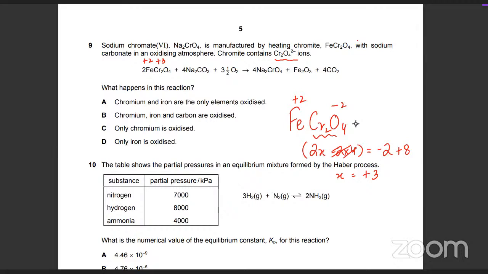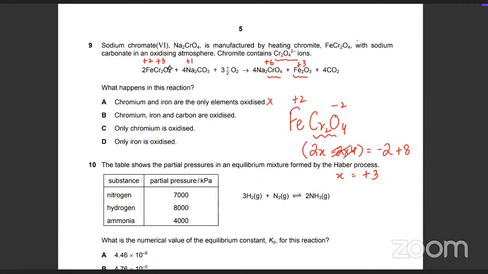N is probably just +1. What is the charge on Fe over here? +3. Okay, that's +3. What is the charge on Cr over here? That's +6. He already told you that it's sodium chromate 6, so that is +6. So what's the answer? The first one is not true because chromium, nothing is happening. Chromium is getting oxidized, right?